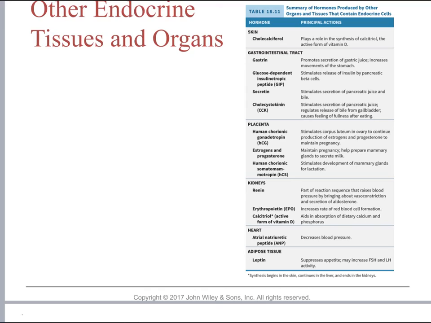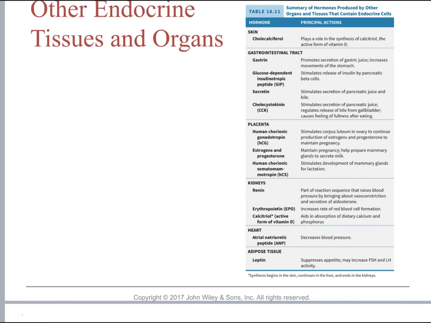The placenta secretes human chorionic gonadotropin, HCG. Now, this is one of those major hormones that a pregnancy test uses to detect whether you are pregnant or not. So this stimulates the corpus luteum in the ovary to continue production of estrogens and progesterone, telling the body that we are pregnant. Estrogens and progesterone, again, maintain pregnancy and help prepare those mammary glands to secrete milk. And human chorionic somatomammotropin, or HCS, stimulates the development of mammary glands for lactation.